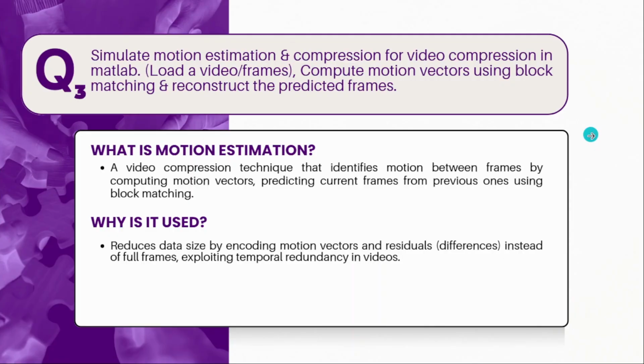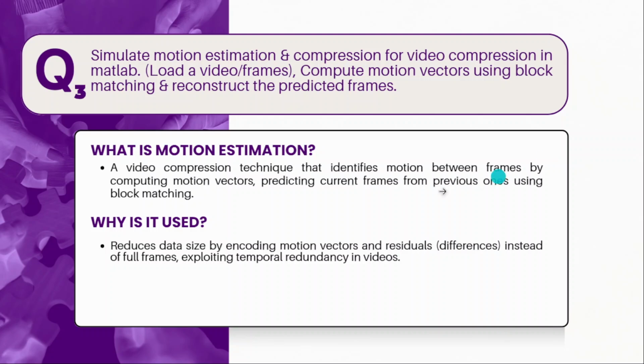Yeah, thanks. The third question is about simulate motion estimation and compression for video compression in MATLAB. Load a video or frames, compute motion vectors using block matching, and reconstruct the predicted frames. So basically, motion estimation is a video compression technique that identifies motion between the frames by computing motion vectors. It divides the whole frame into different blocks, and for each block, from the previous frame to the next frame, it identifies the motion, and based on that motion, it compresses the frames.